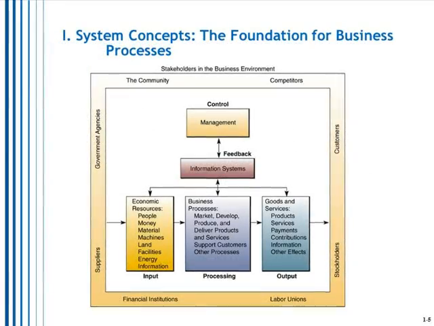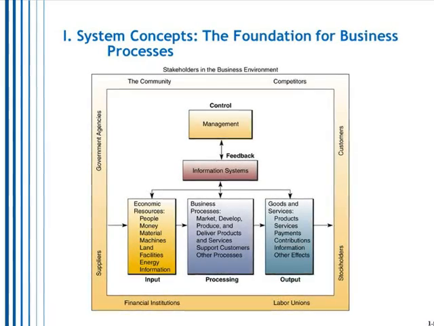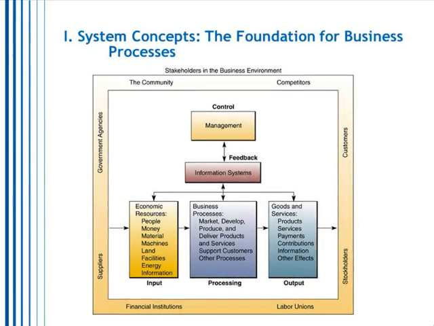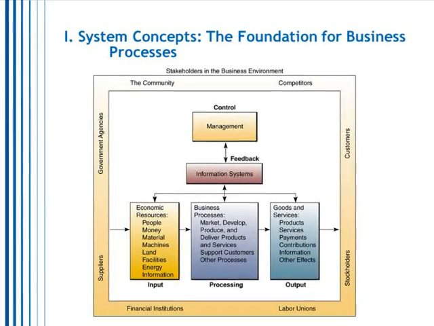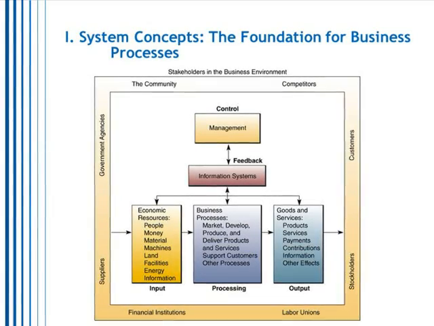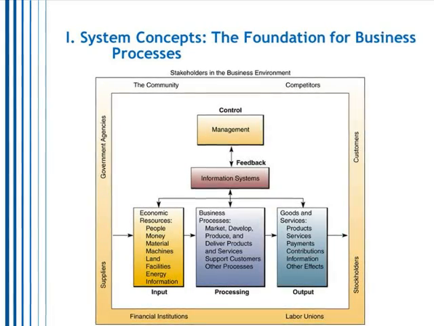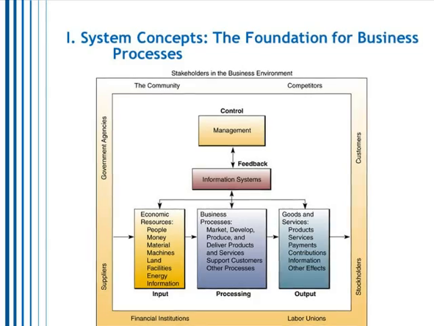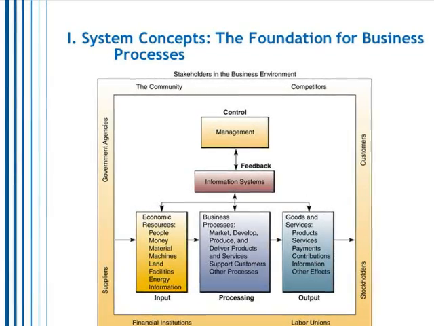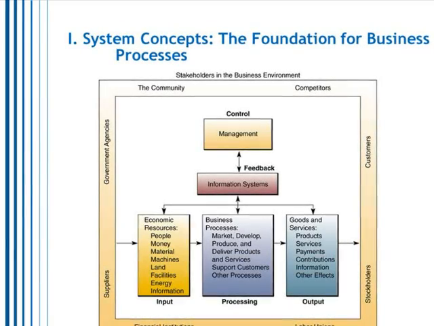This diagram shows that relationship, and you can see the arrows that are pointing through to identify how organizations operate and how businesses work in conjunction with. On the outside box, you'll see the community, competitors, customers, stockholders, labor unions, financial institutions, suppliers, and government agencies. They're on the fringe outside of the business. Inside, we have management. That's a control point. Then there's information systems that provide feedback between management and the systems themselves.